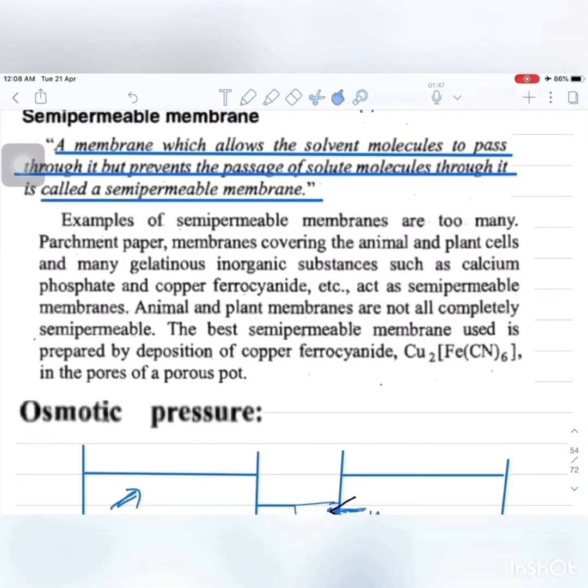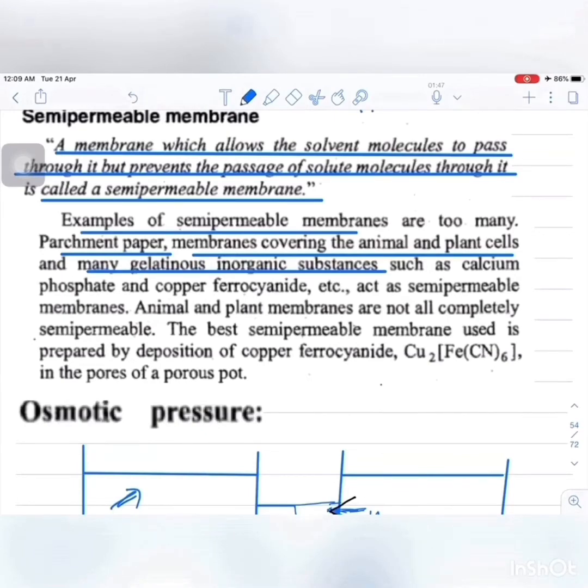Now, examples of SPM: parchment paper, membranes covering the animals and plant cells, many gelatinous inorganic substances such as calcium phosphate, copper ferrocyanide, etc. act as SPM. Animal and plant membranes are not all completely SPM.